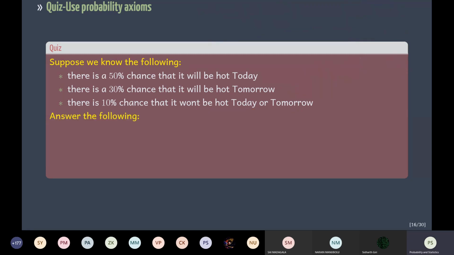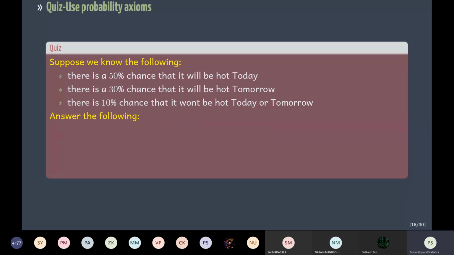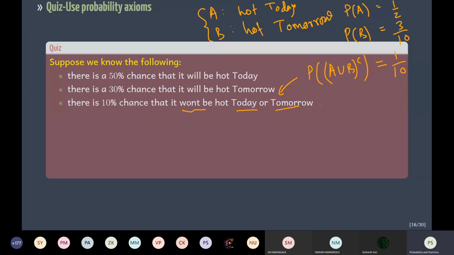Okay, now we have to answer the following: the probability that it will be hot today or tomorrow. The probability that it will be hot today or tomorrow is A union B, and we know that this is 1 minus the probability of A union B complement. For any event A, the probability of that event is 1 minus the probability of that event's complement. So that can be computed: this is 1 minus 1/10, so this is 9/10.